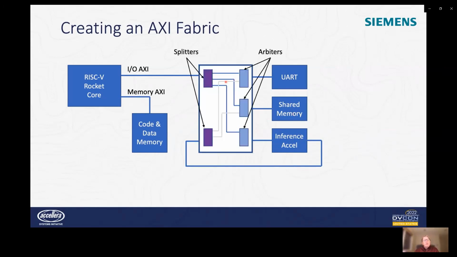So this AXI fabric is going to need to take the transactions coming in off the processor and split them into the three slaves. And this input port coming from the inference accelerator doesn't need to wrap back down to itself, so it only needs to connect to the UART and the shared memory. And so this splitter will have two outputs. And then we need the arbiters that are going to select from the two different masters and send transactions to the shared peripherals.